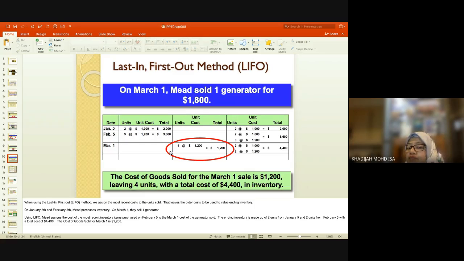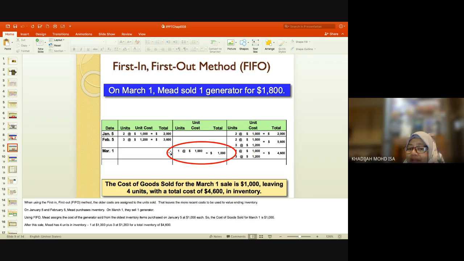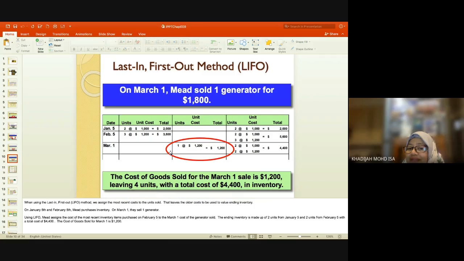But under LIFO, what is your gross profit? 600. Okay, take note. Gross profit under FIFO is 800, because 1,800 minus 1,000 gives 800 gross profit. Under LIFO, 1,800 minus 1,200, gross profit is 600. Okay. If you are a shareholder, which one would you like?